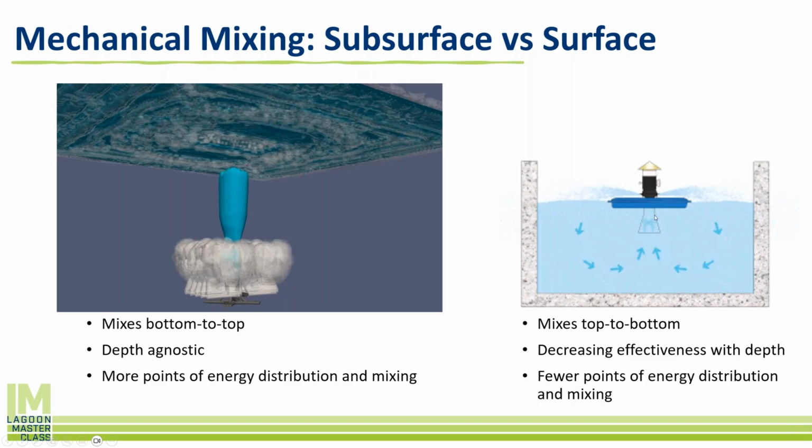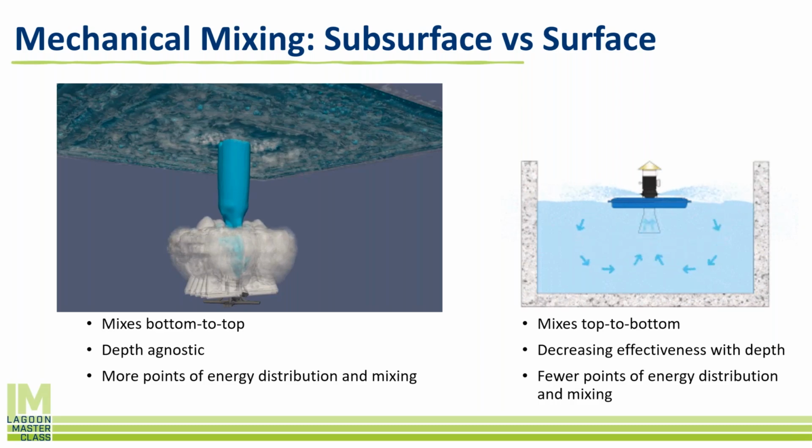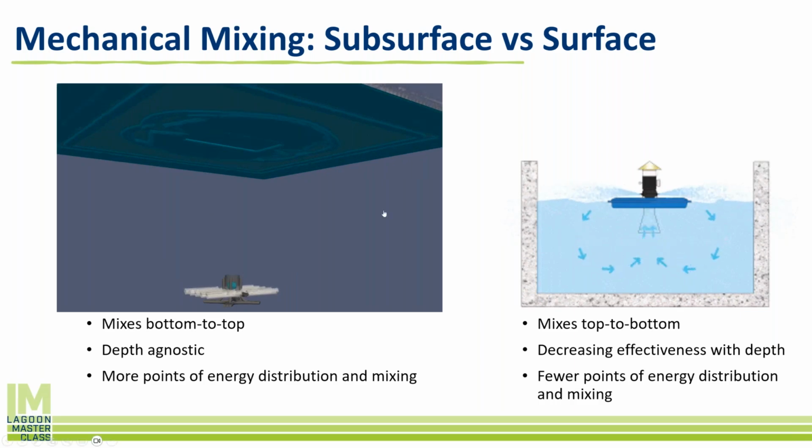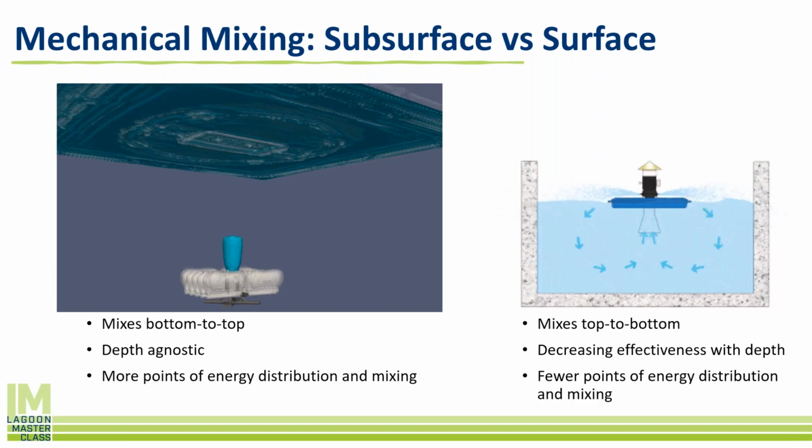One alternative is surface aeration. This is a little bit less expensive to install. We'll say it's more cost effective to install. But in general, surface aerated facilities have fewer points of energy distribution, where they might have 30 aerators in the bottom of the pond, they might only have 5 or 10 surface aerators on the top of the pond. So there are fewer mixing points throughout the basin, and it's also mixing from the top to the bottom.